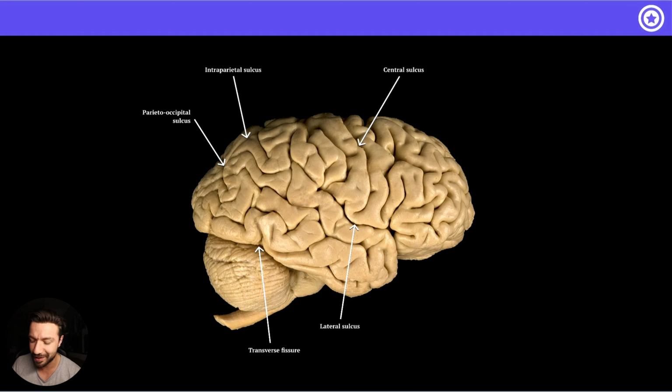So let's just confirm this. We got that central sulcus, that lateral fissure, our transverse fissure, our parieto-occipital sulcus, and our intraparietal sulcus.